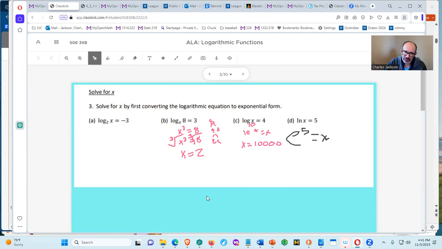Part A, you can do that without having to even have any idea what a negative exponent means. All right, and put it in a decimal. That works. It's 1/8, which is 0.125.